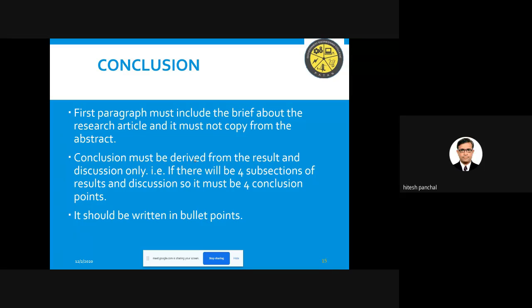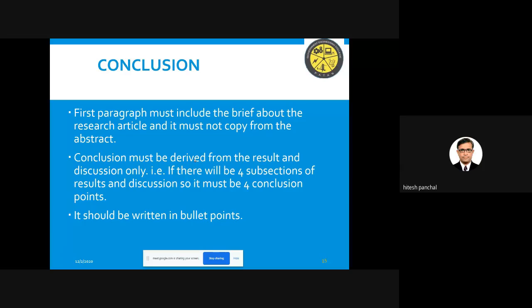Then whenever you write the conclusion, it must be derived from the result and discussion only. Suppose there are four subsections of result and discussion, so there must be four points in the conclusion. Because for whatever subsections you have broken your result and discussion section into, from each and every one you must get some conclusion. That is why I have put it here. If there are four subsections, four points should be obtained in the concluding points.